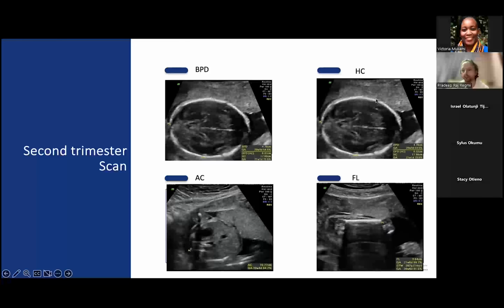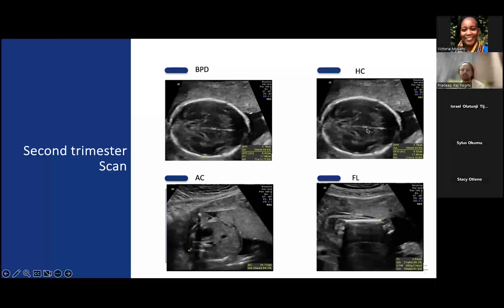The other thing we measure is head circumference, which is the outer circumference of the head. And the other thing we measure is the abdominal circumference of the fetus. We also have certain landmarks for this. This is the fetal stomach, and this is the portal sinus, and the other is the femoral length.